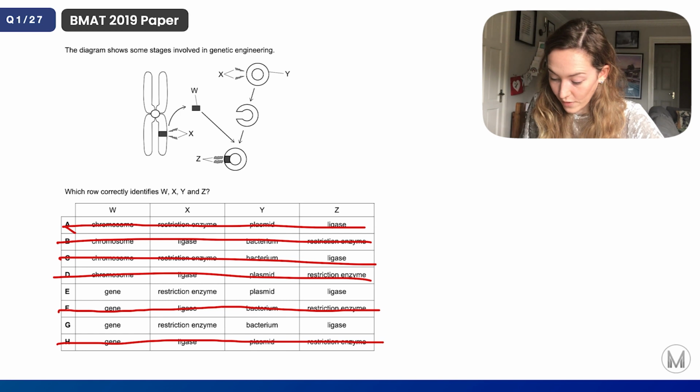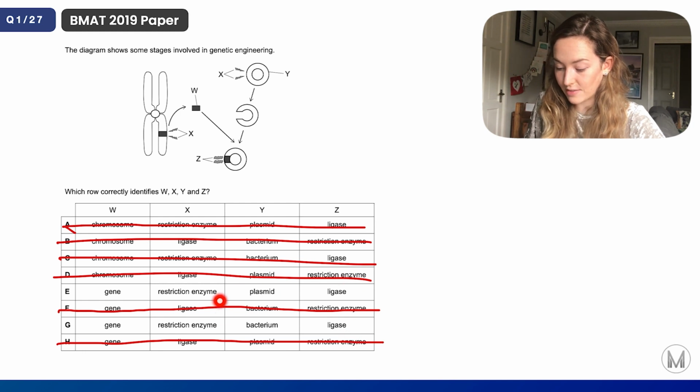And then finally, looking at Y, this is the only one that's differentiated between, because Z is both ligase, so this is going to be our one that tells us what our correct answer is.